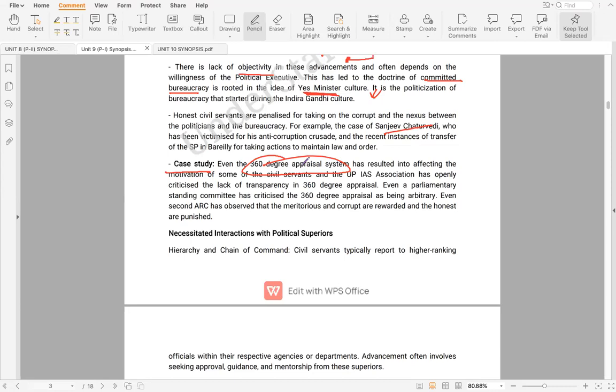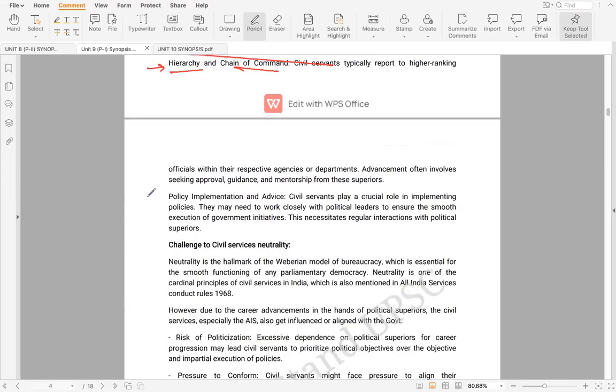And necessitated interactions with political superiors. Again, we're talking about the reasons for it: hierarchy and chain of command. We've already discussed this. Policy implementation and advice. Civil servants play a crucial role in implementing the policies. They may need to work closely with the political leaders to ensure the smooth execution of the government initiatives.